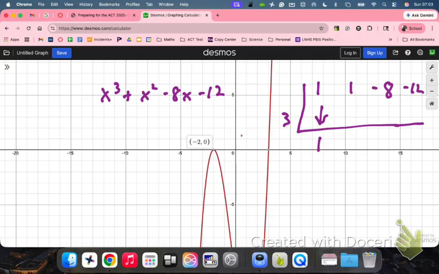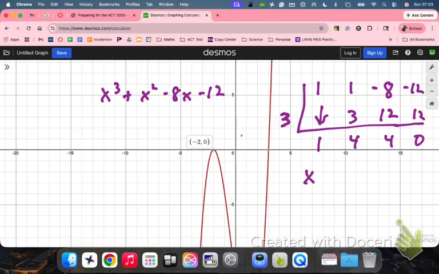I'm going to write down my coefficients, write down my 3 over here, my first zero that I know about, and then copy down the first coefficient. Then 3 times 1 is 3. I'm adding down to get 4. 3 times 4 is 12, adding down to get 4 again. 3 times 4 is 12. 12 plus negative 12 is 0.